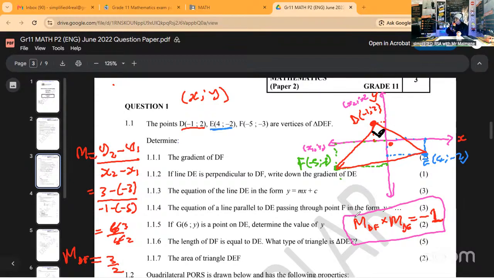The only time two gradients will exactly be equal is when you have two lines that are parallel to each other. So for parallel lines, gradients are exactly equal. For perpendicular lines, when you multiply the gradients, you get -1. You will remember, okay?